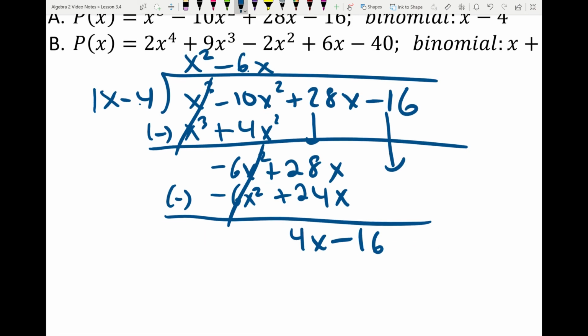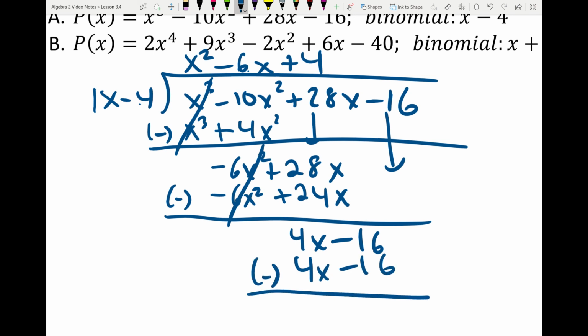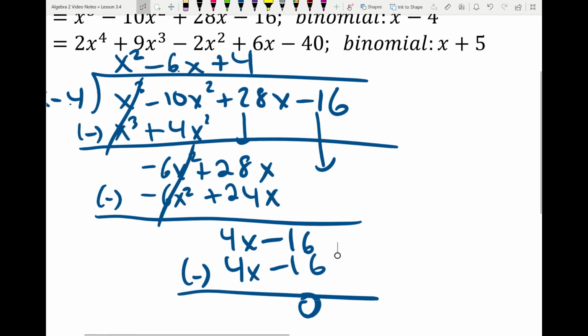So 1 goes into 4, 4 times. No more x's left over. 4 times x is 4x. 4 times negative 4 is negative 16. So that was these arrows here that I was doing. And then subtract them, and you get 0. All right, so that means our remainder is equal to 0.